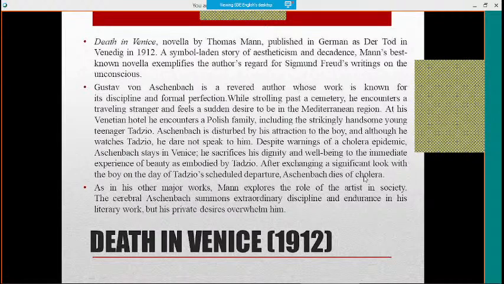So we'll be talking about this in detail. In this novel, he talks about the role of the artist in society.